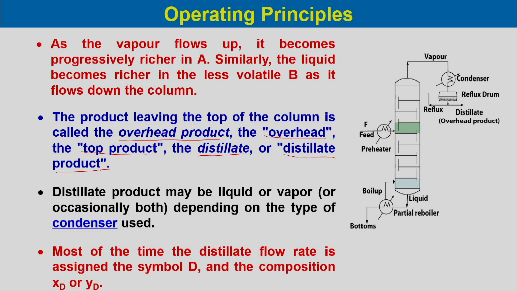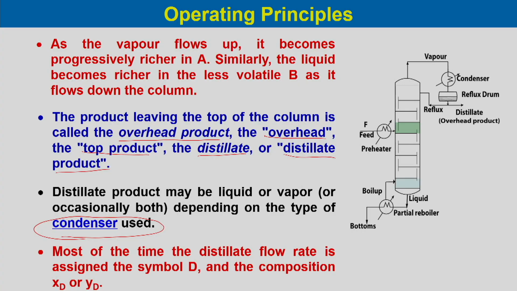So, any name can be adopted. Distillate product may be liquid or vapor or occasionally both. So, you can have a liquid-vapor mixture, or only liquid, or only vapor, depending on the type of condenser you use. If you use a total condenser, all the vapors are condensed, so you will get a liquid, or if you use a partial condenser, it will be a vapor-liquid mixture.